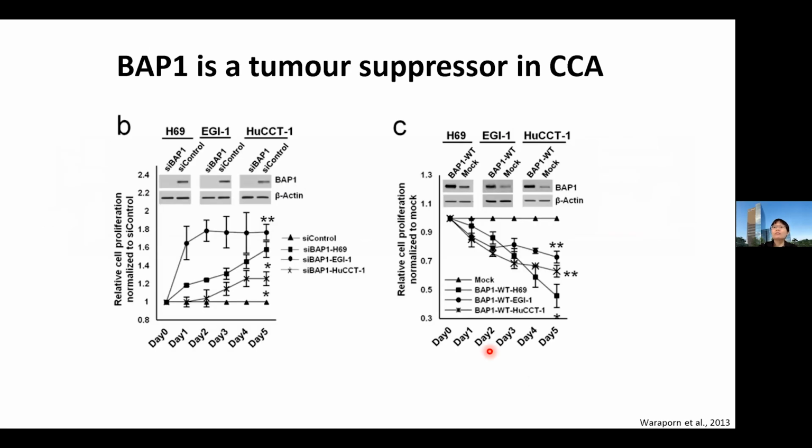Then we knocked down BAP1 using siRNA in Fluke negative cell lines. EGI1 and HuCCT1 are Fluke negative cell lines, as well as a normal cholangiocyte cell line. By knocking down BAP1, we observed that the rate of proliferation and viability increases, whereas when we overexpress BAP1, the rate of proliferation and viability decreases. So this shows that BAP1 is a strong tumor suppressor in cholangiocarcinoma.